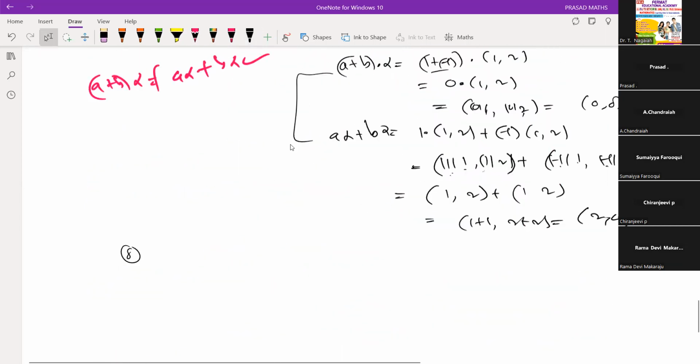Next one. Suppose you take V equals R2, F equals R. My vector operation is this.